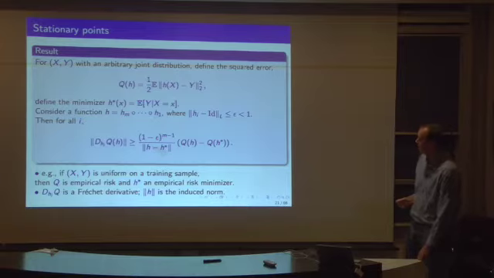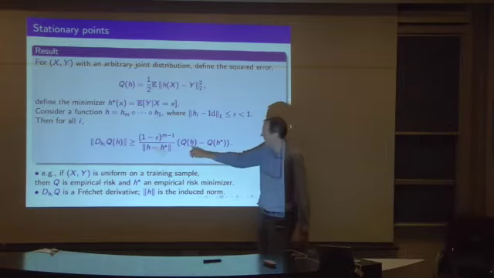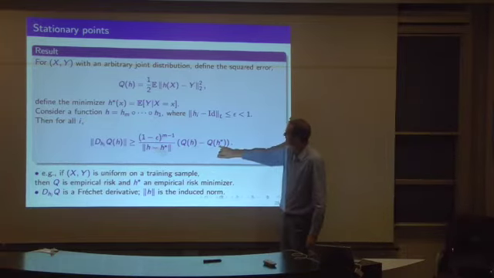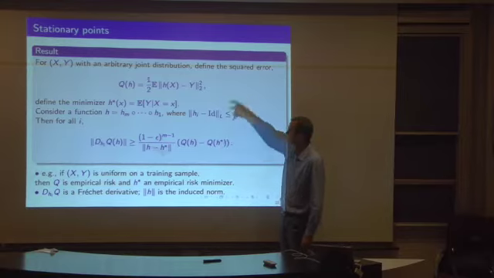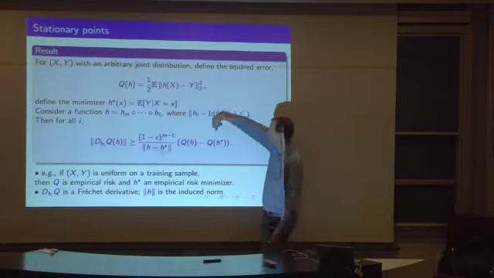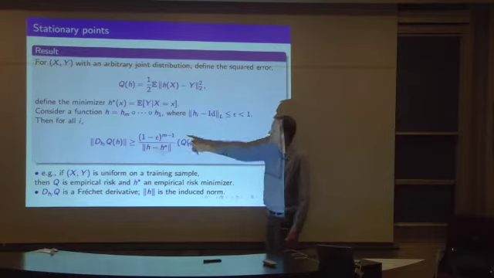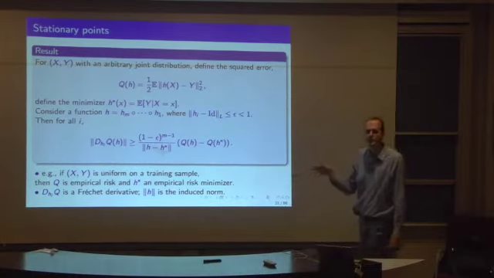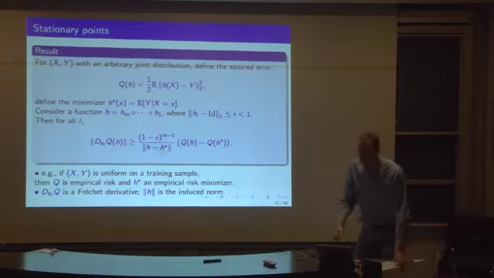And so unless h is at h star, I guess almost surely, unless the value of the criterion is the optimal value, you have a direction in function space in which you can move and improve.